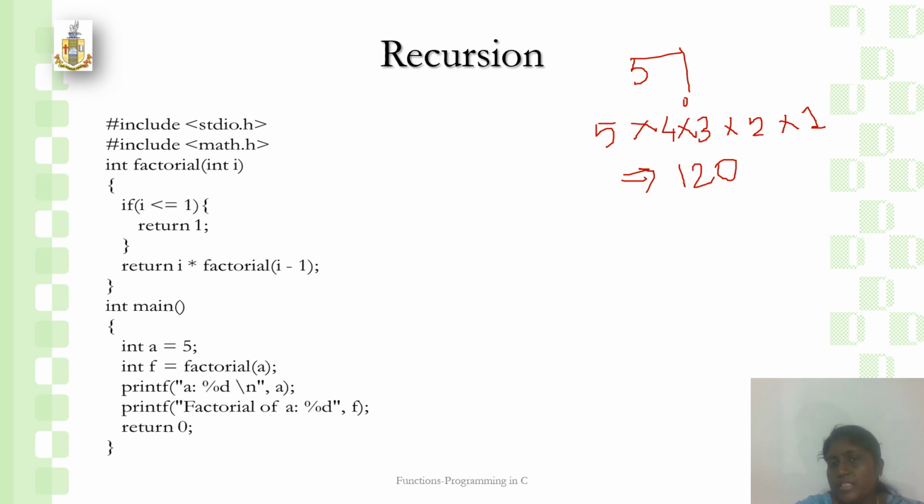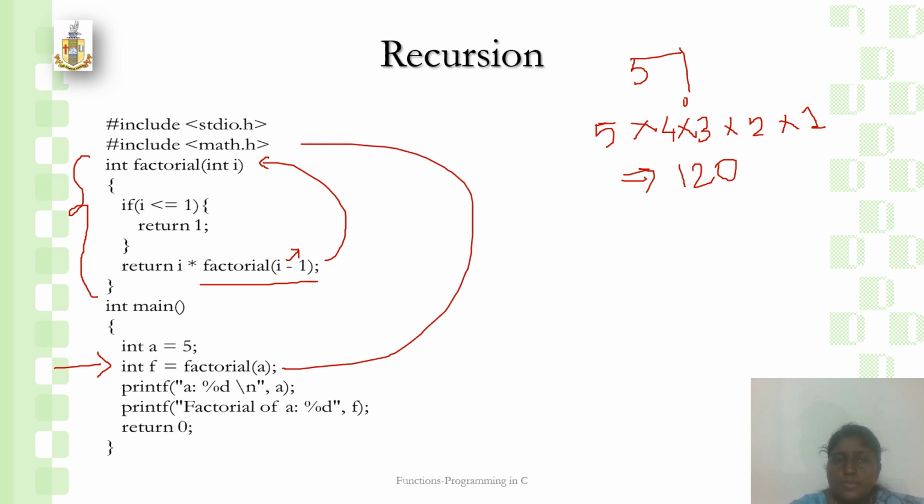So we need to perform it. For this, int factorial(int i) is a recursive function. Why is it a recursive function? Look here: inside the function factorial, we are calling the same function again by decrementing its i value. Our motto is to call it only one time in the main function: int f = factorial(a), where the value is 5. Here the control moves to this place, and now the value of i will be taken as 5.